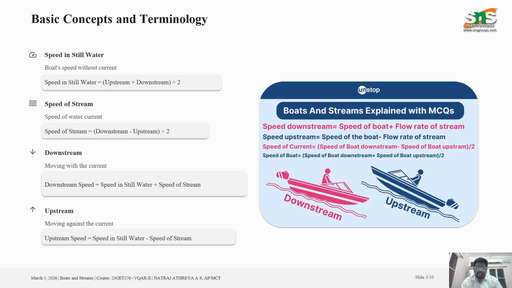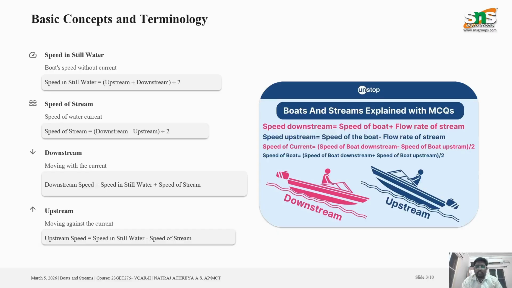Downstream is nothing but moving with the current. Downstream speed is speed in still water plus speed of stream. Then we have upstream, where we are moving against the current, going opposite to the current. So the upstream speed will be speed in still water minus speed of stream.